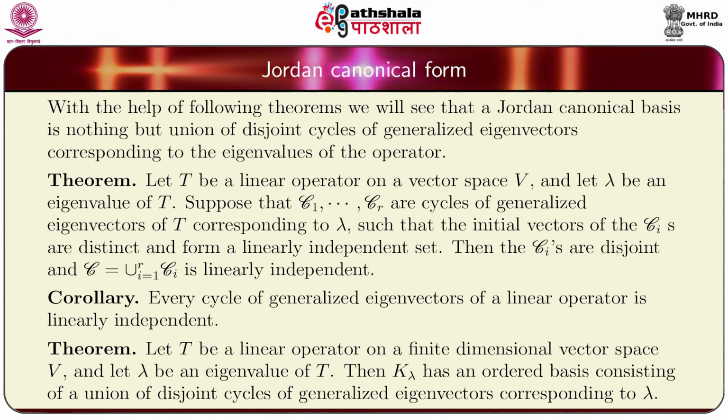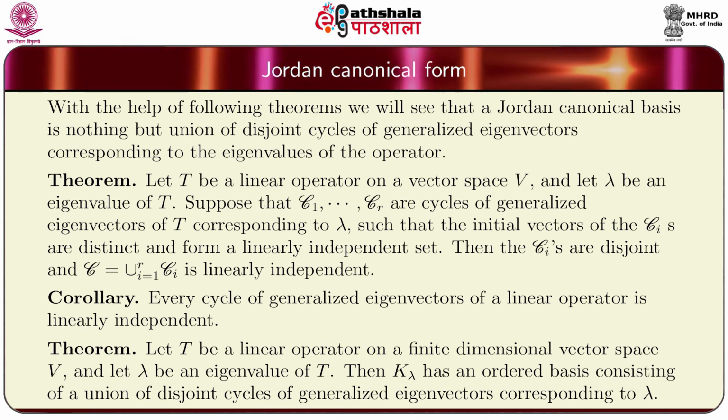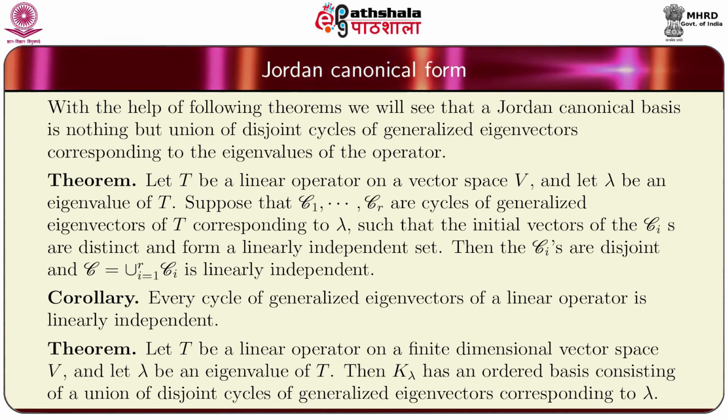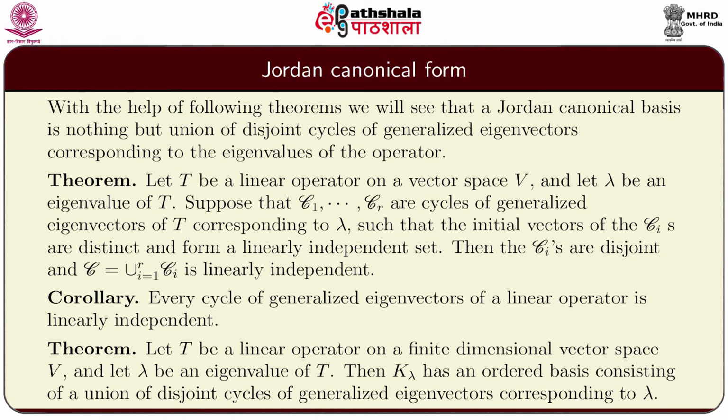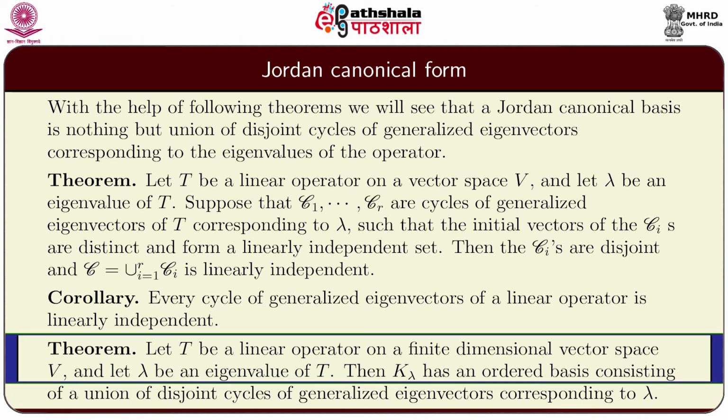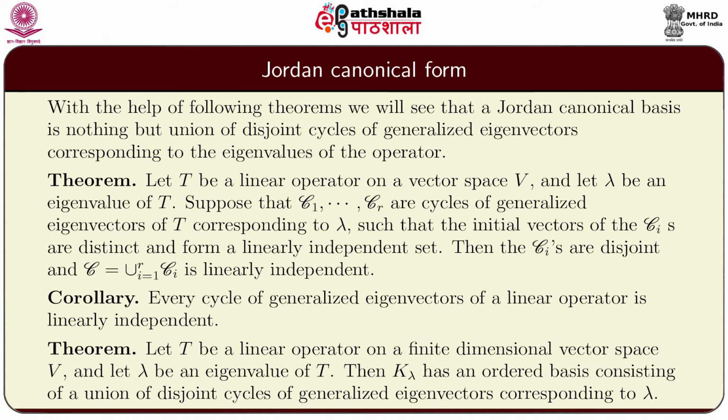And then the corollary says that every cycle of generalized eigenvectors of a linear operator is linearly independent. That is clear from this theorem. And the second theorem says that let T be a linear operator on a finite dimensional vector space V and let lambda be an eigenvalue of T, then K lambda has an ordered basis consisting of a union of disjoint cycles of generalized eigenvectors corresponding to lambda.